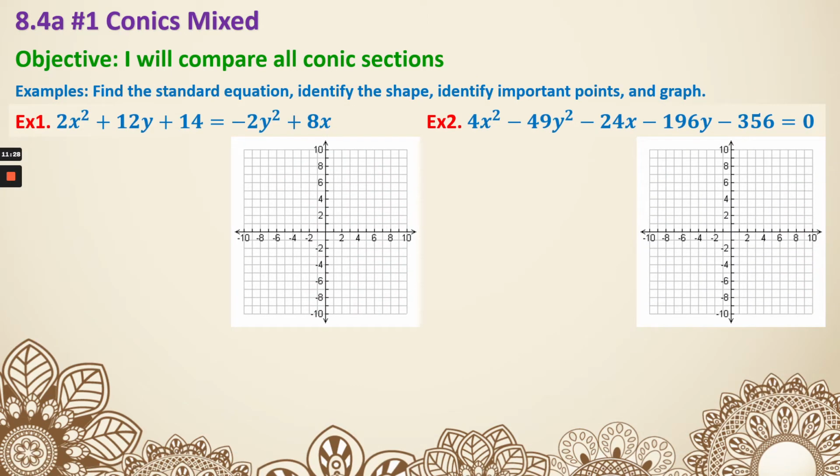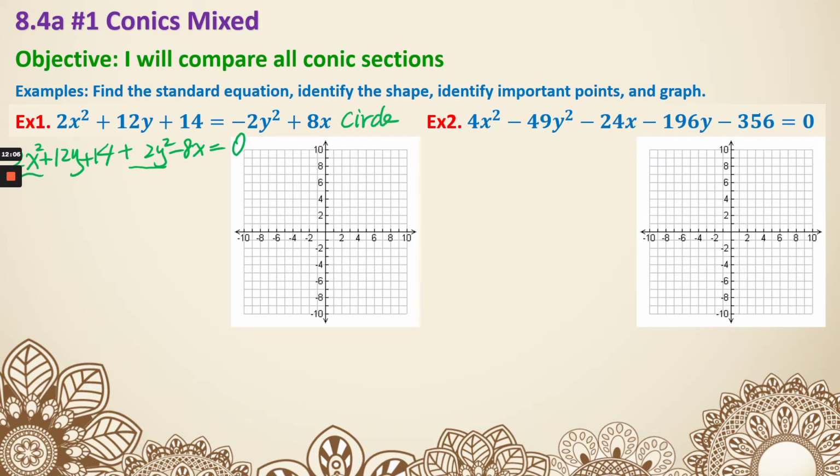So for the first one, when we want to identify, we still need to move everything to one side. We're going to have 2x squared plus 12y plus 14 equals negative 2y squared, so moving the 2y squared to the left, and then minus 8x, that equals 0. Let's see, 2x squared and 2y squared, both are being squared, and they have the same sign, they're both positive. They also have the same coefficient, they're both 2, so that is going to be a circle.